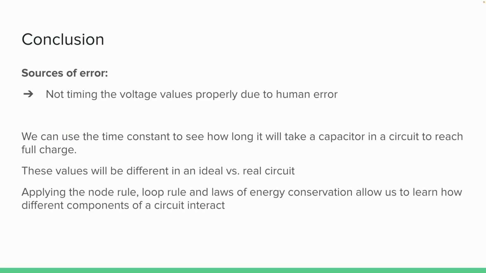The main sources of error for this experiment are not getting the most accurate values of when we stop the stopwatch and measuring the voltage. Improving that can allow us to get a closer value to the ideal time constant that we calculated, and this is mainly due to human error.